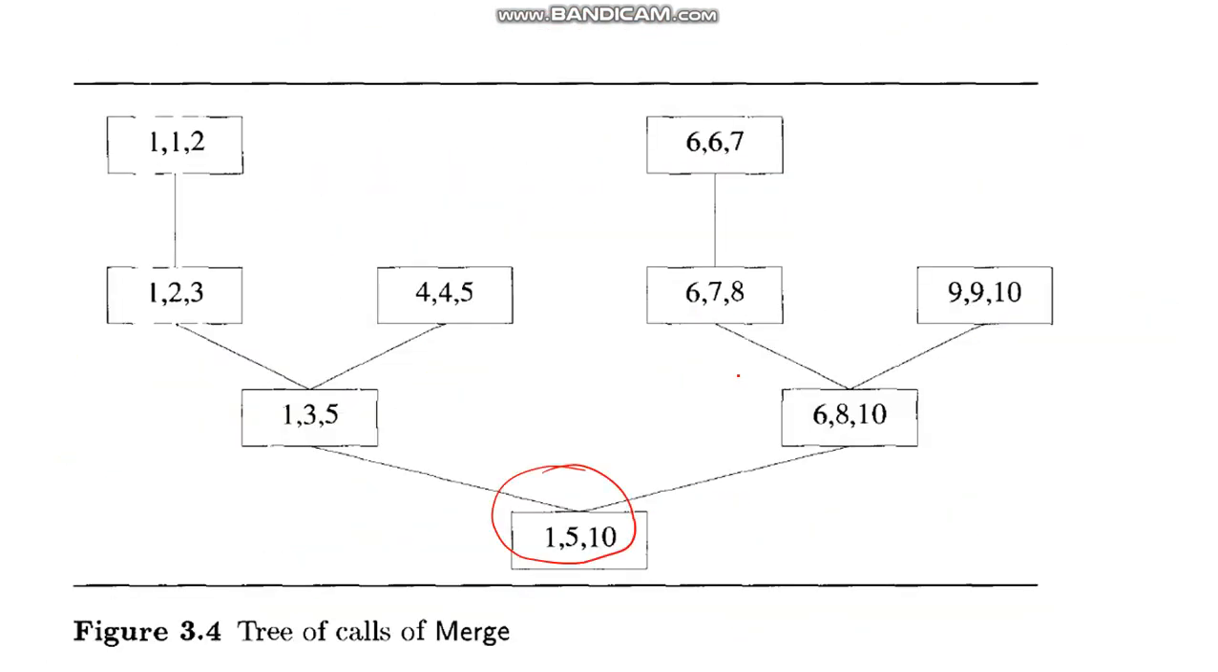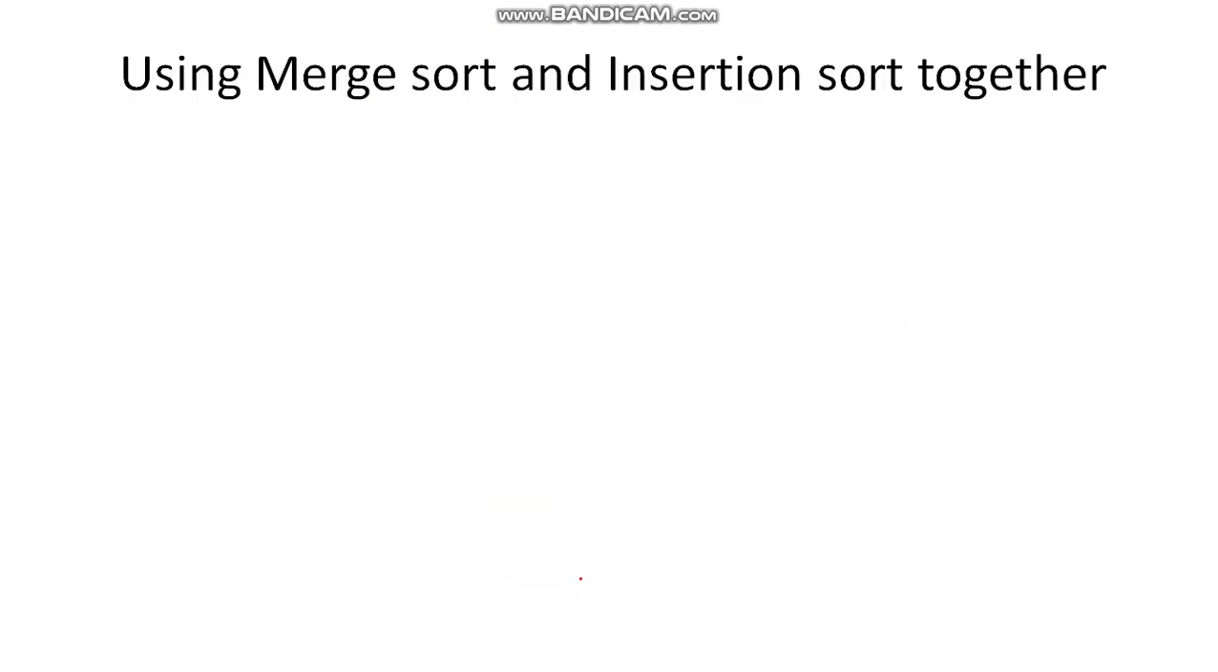This is the merge. So for merge, what we are using is merge low, mid, high. You can see here low is 1, high is 2. What will be mid? 1 plus 2 divided by 2, 3 by 2, 1. Then low, mid, high: here low is 1, high is 3, 1 plus 3 divided by 2, that is mid. So it is taking care, and all these things are merged. This is a tree of calls for merge. So this is how the merge sort works.